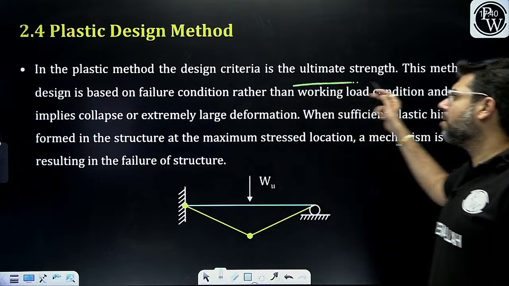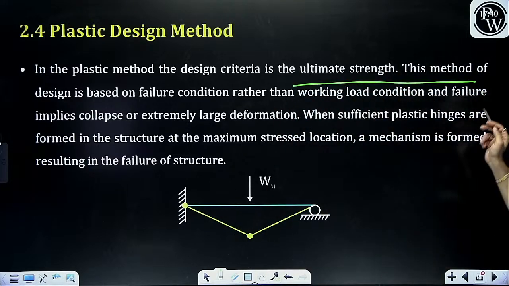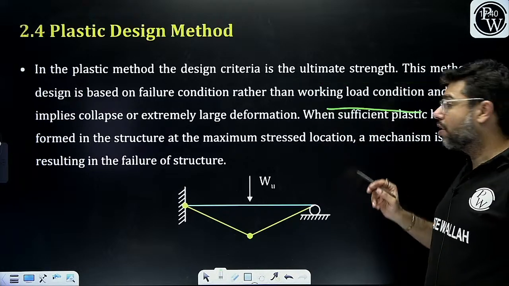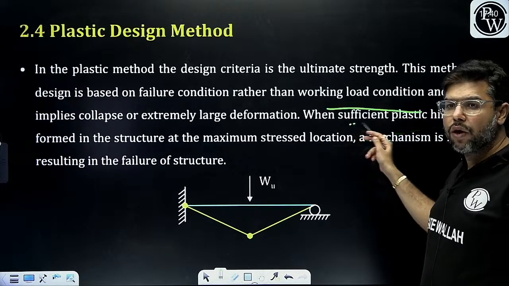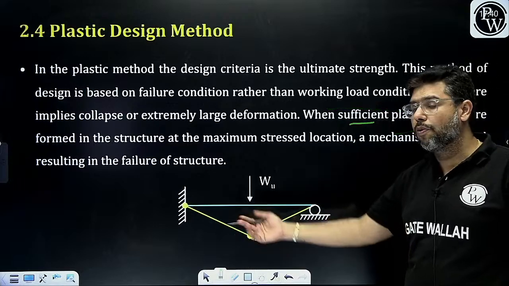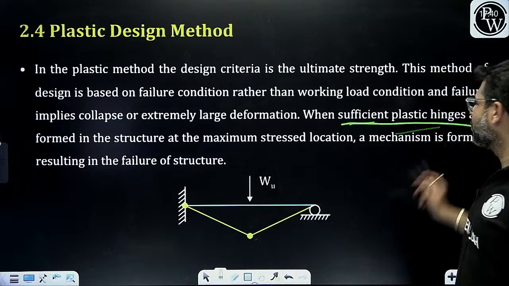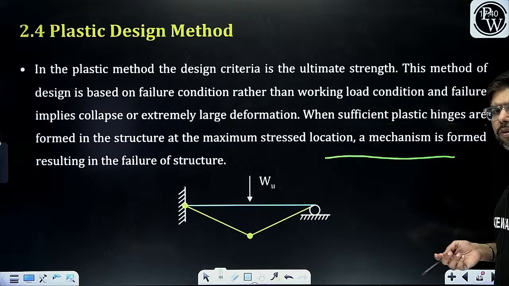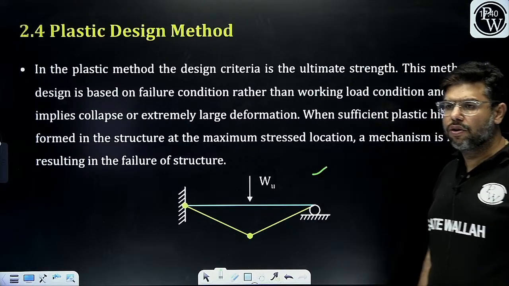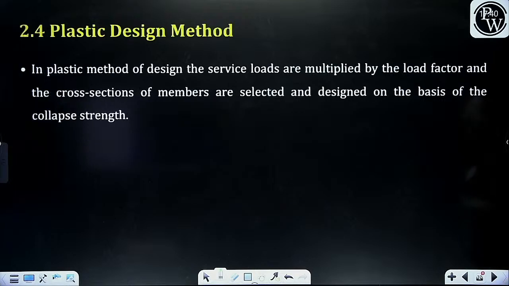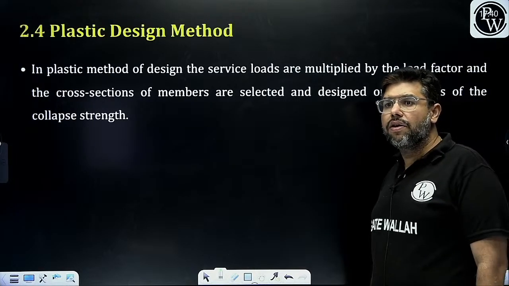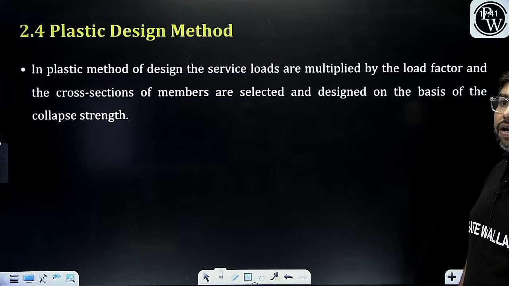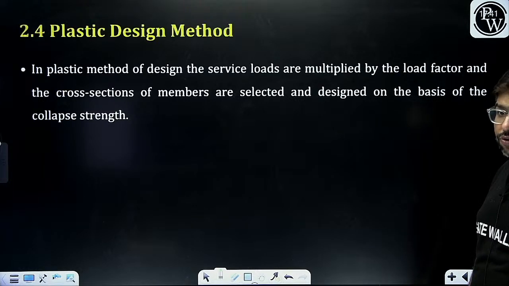In the plastic method, the design criterion is the ultimate strength. This method of design is based on failure condition rather than the working load condition. And failure implies collapse or extremely large deformation due to the formation of these plastic hinges. When sufficient plastic hinges are formed in the structure at the maximum stressed locations, a mechanism is formed, resulting in the collapse or failure of the structure. In the plastic method of design, service loads are multiplied by a load factor and the cross sections are selected and designed on the basis of the collapse strength.